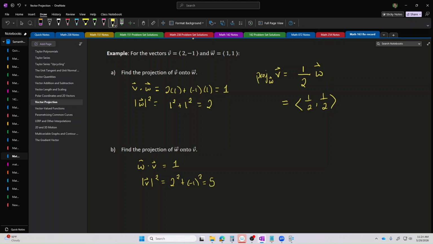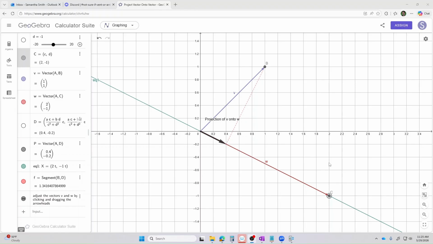So I will construct the scalar multiple 1 over 5, and I will apply that to the vector V. And this is going to give me the portion of W that is parallel to V. So that would be the vector 2/5, minus 1/5. Okay, I've rearranged things a little bit.